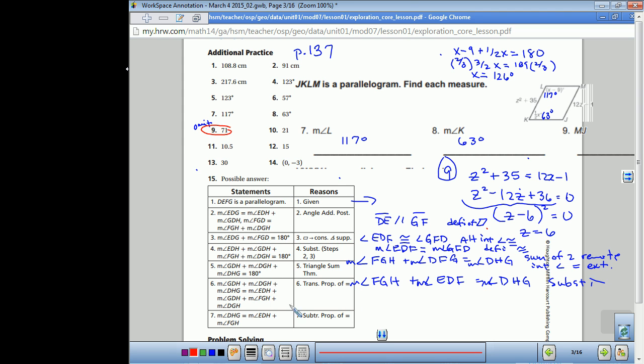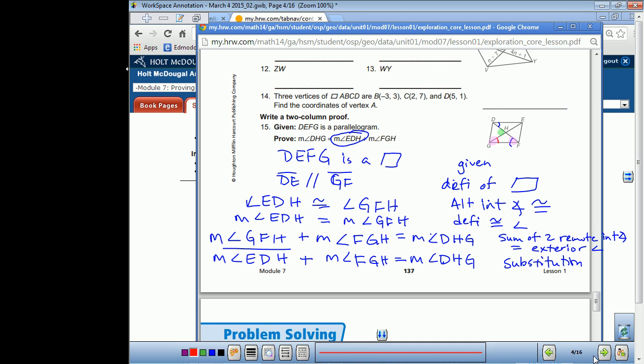Guys, so the book has all these steps for their proof, and they did some substitution, they used the transitive property, they did the subtraction property of equality. Mine's a little different. And this just goes to prove that there's multiple ways to do a proof. All right, so this is what I said. DEFG is a parallelogram, given. Therefore, DE is parallel to GF. That's the definition of parallelogram, right? Opposite sides are parallel.